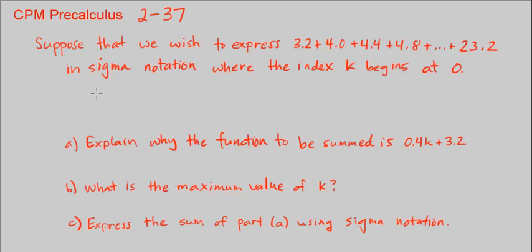This is CPM Precalculus Chapter 2, number 37. Suppose that we wish to express the sum of these numbers in sigma notation where the index k begins at 0. That is saying we want to start with k equal to 0. The start is at k is equal to 0.